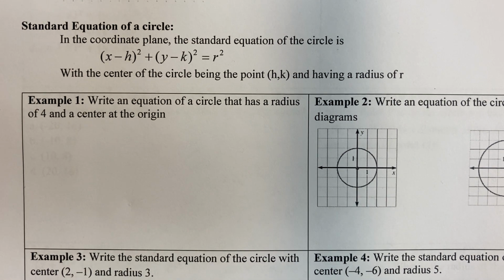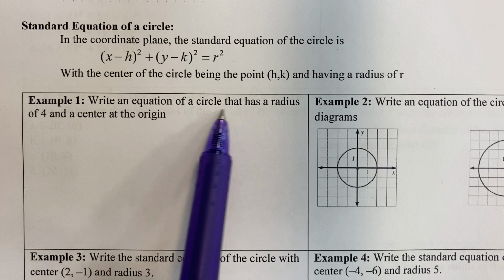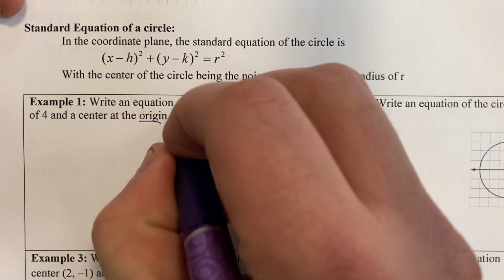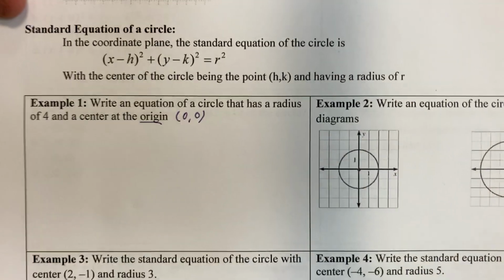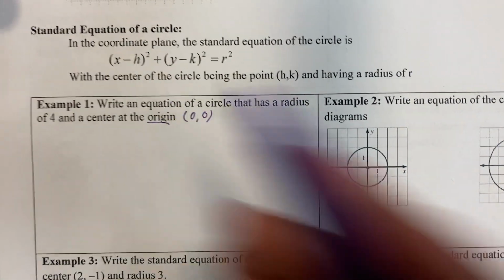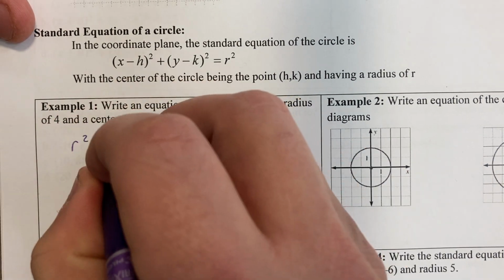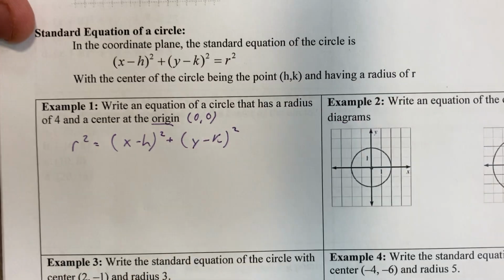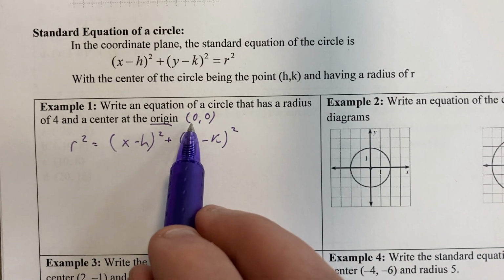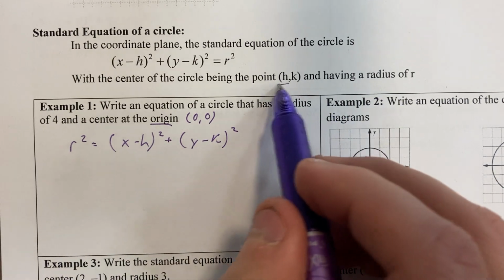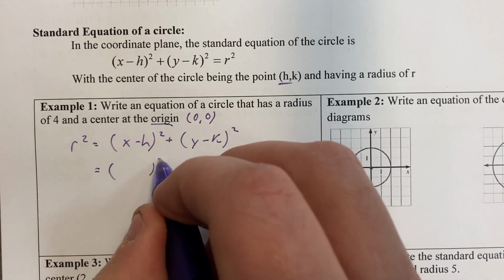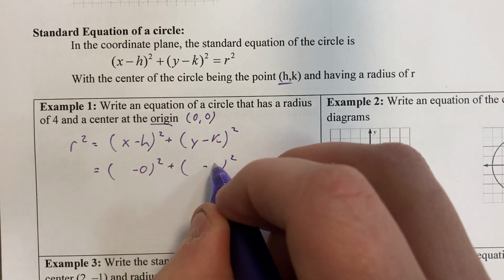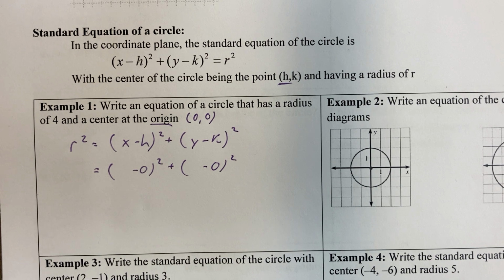So how can we use this? We can do the following. Write an equation of a circle that has a radius of 4 and a center at the origin. Now origin means (0, 0). Okay, so here's my equation of my circle. It says it has a center at the origin. That's our (h, k), so we're going to start plugging in. h would be 0, and k would be 0. So there's my h and my k plugged in.